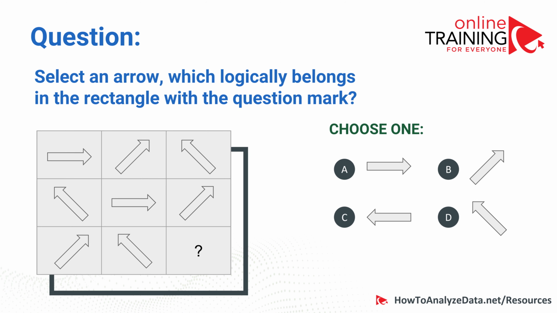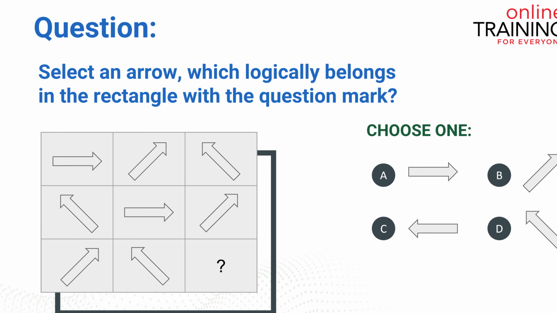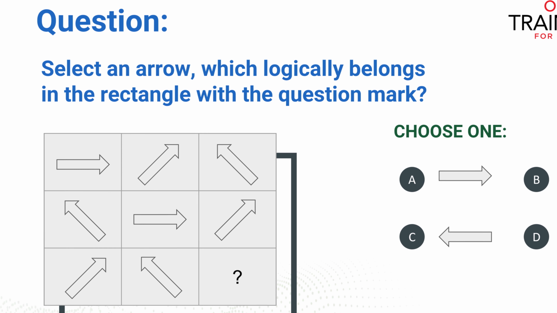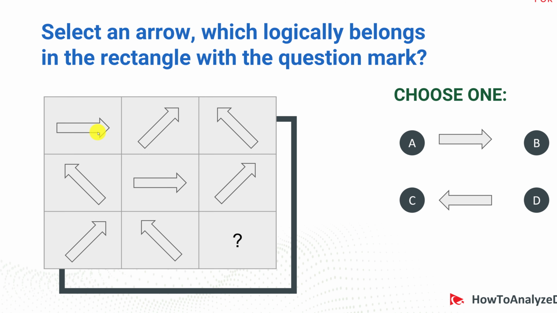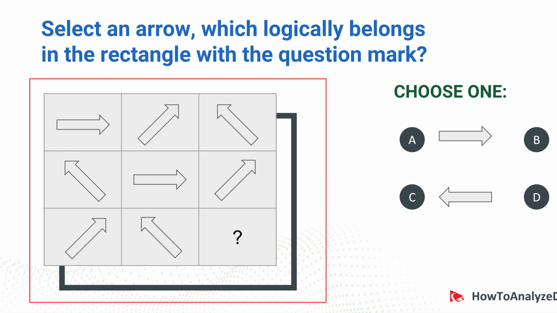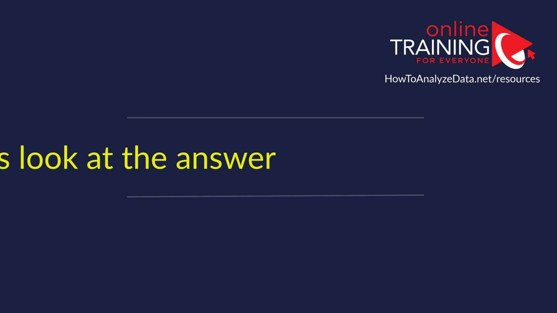Now let's look at the question which tests your knowledge of working with shapes, patterns, and numbers. Select an arrow which logically belongs in the rectangle with the question mark. Here on the screen, you see a 3 by 3 box. Each row of the box and each column of the box has arrows. One arrow is missing. Which arrow do you think is missing?